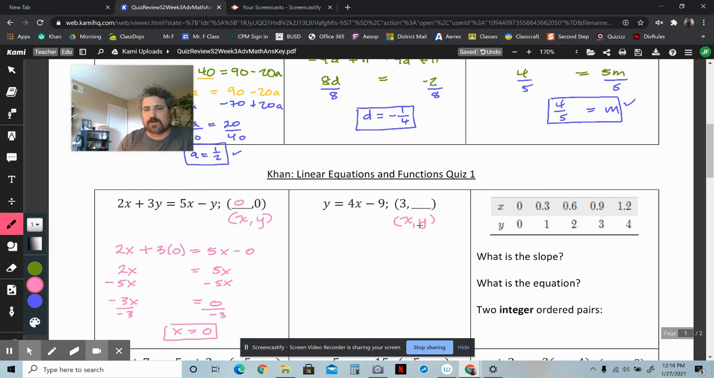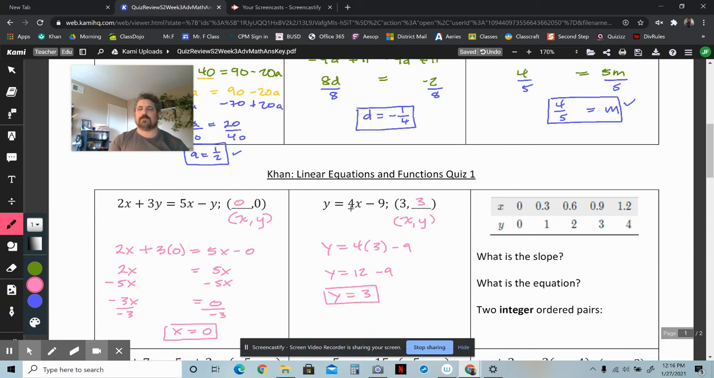So you've got an x, y ordered pair. What is the value of y when x is 3? Just replace x with 3 and solve for y. y is equal to 4 times the quantity x minus 9. y is equal to 4 times 3, which is 12, minus 9. y is equal to 12 minus 9, which is 3. So that means y is going to be 3, which means the ordered pair is 3, 3.